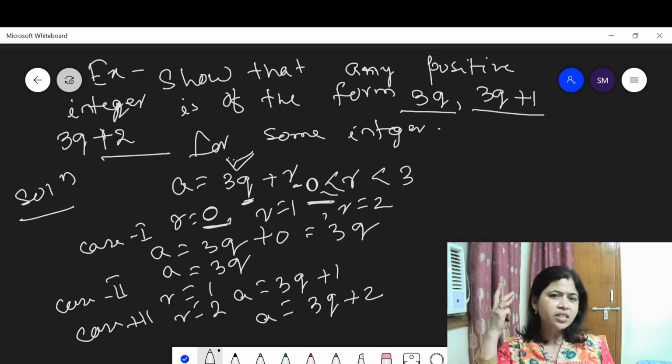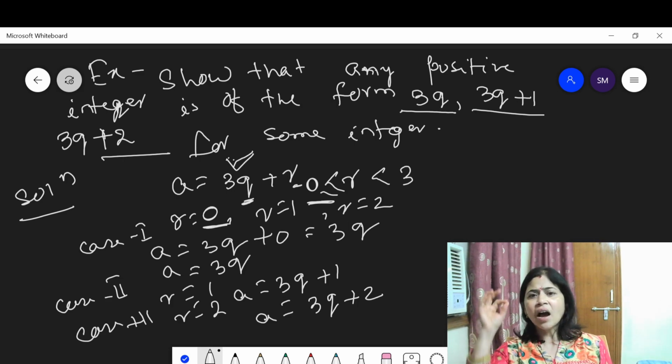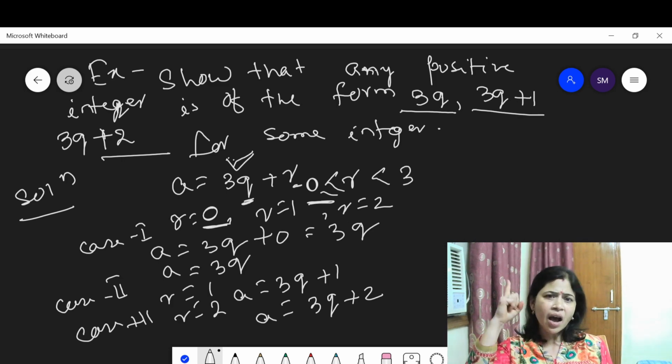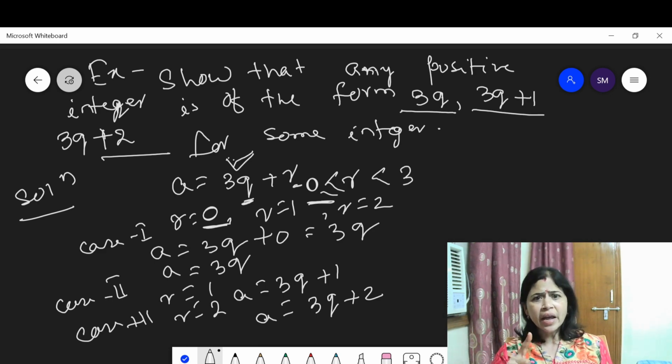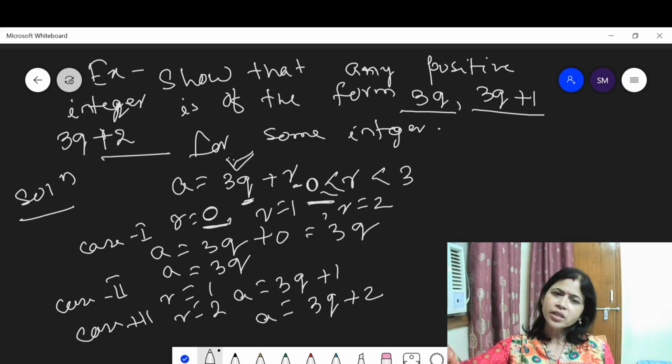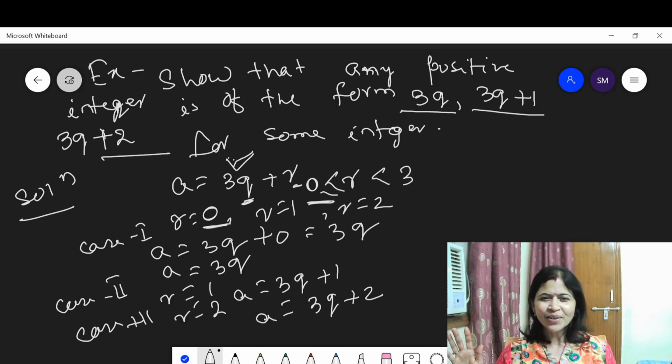Then here 3 conditions exist. The first condition says r equals 0. The second condition says r equals 1. The third condition says r equals 2. In case 1, when r equals 0, then A equals 3q. When r is 0, A is in the form A equals 3q plus r, which means A equals 3q. Then when r equals 1, A equals 3q plus 1. Then in case 3, when r equals 2, then A is 3q plus 2. Okay? Any doubt? No.